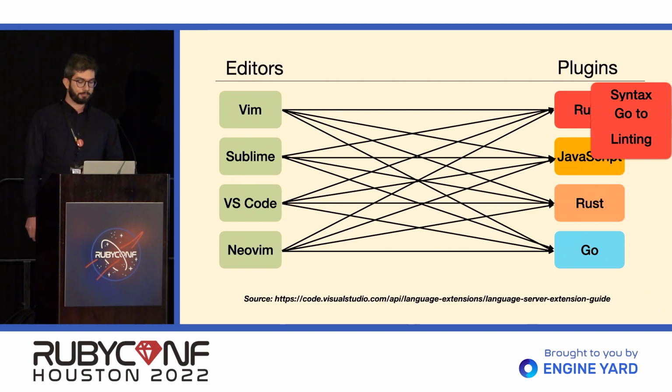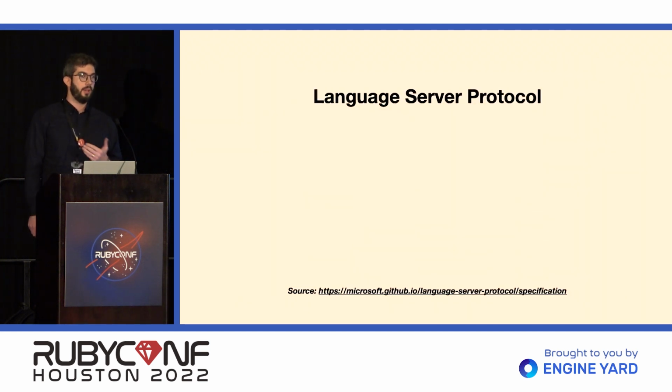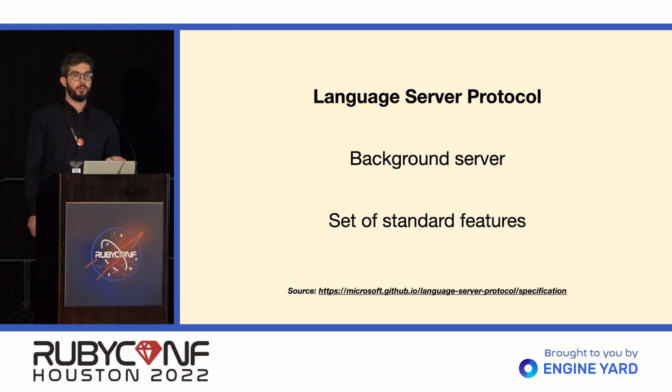To tackle this problem, the Language Server Protocol, or LSP for short, was proposed. And the idea is that it's a specification on how to write a background server, so a process continuously running on the developer machine that can communicate to any editor via JSON. And in addition to how to write the background server, it also provides us with this list of features that you can expect from any language server, no matter which programming language it is implemented for.